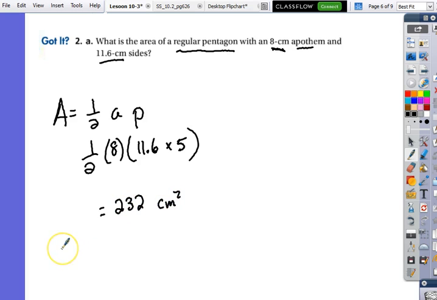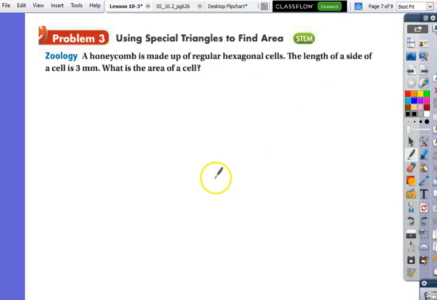Is there ever going to be a time where the apothem is X? Well, it's going to be the area. There might be some times when you don't know all of the information, such as the apothem. So let's take a look at this word problem, and then I'll sketch it out, and we'll do some stuff.